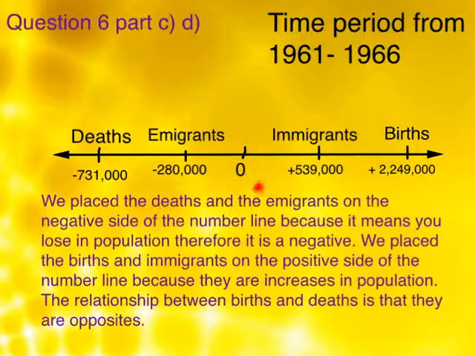And this is the 0. Immigrants, there's 539,000 immigrants, so therefore we put it on the positive side of the number line. And there's 2,249,000 births from the year 1961 to 1966, so that's why it is on the positive side of the number line.